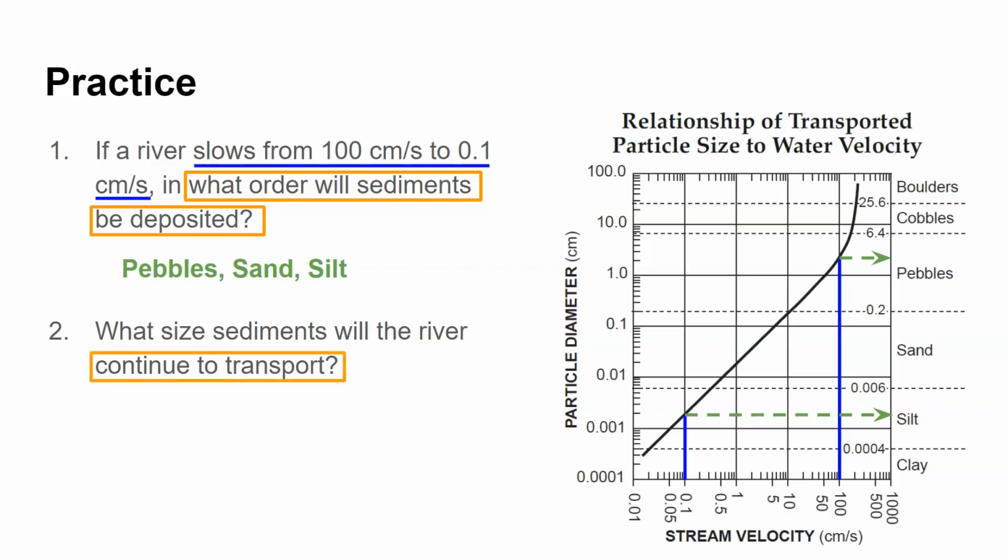Question 2 is asking about what is still moving, so what's still in transport. And the key term here is size sediments. And so we take a look at our chart, and we can see that at the slower speed, at 0.1 centimeters per second, the river is still moving silt and clay.